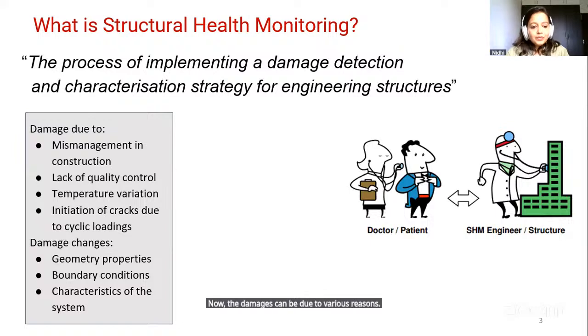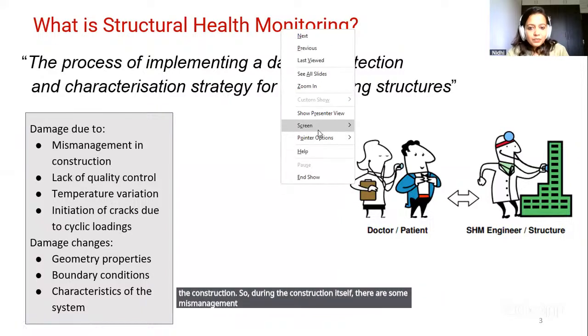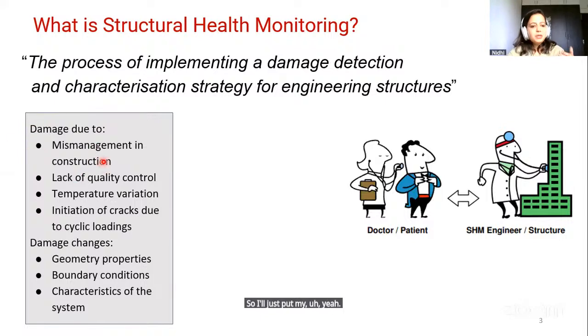For example, mismanagement in the construction. So during the construction itself, there is some mismanagement taking place. And obviously lack of quality control. We always see everywhere there is a problem in the quality check.